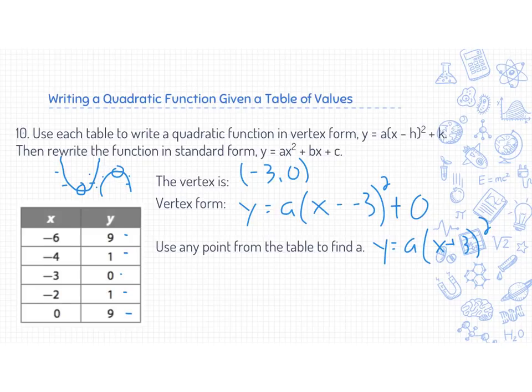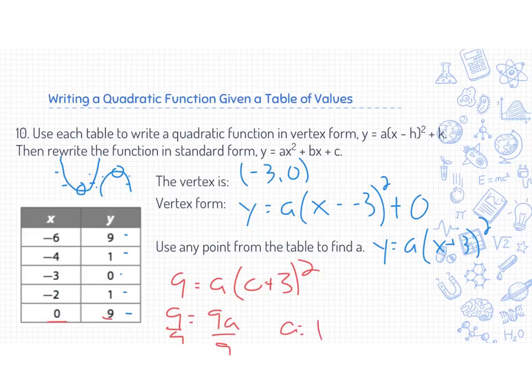And then we want to figure out our a, so we use any point in the table. I'm going to use 0, 9. And so I get 9 equals a times 0 plus 3 squared. So 9 equals 9a, divide by 9, and a equals 1. So that means our equation is y equals a, which is 1, times x plus 3 squared.